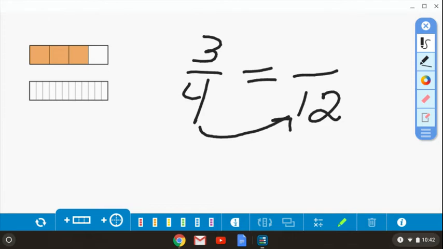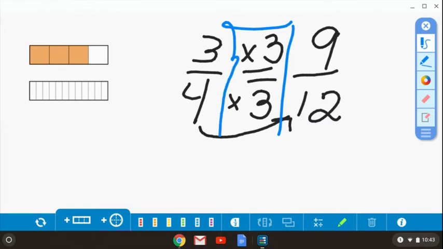So if I think about it for a minute, 4 times 3 would be equal to 12. Well, remember, what I do on the bottom, I have to do to the top. What I do to the denominator, I have to do to the numerator. So I would put times 3 on top, and 3 times 3 is 9. My students learned to draw a blocky 1 around this, because 3/3 is equal to 1. So 3/4 is equal to 9/12.